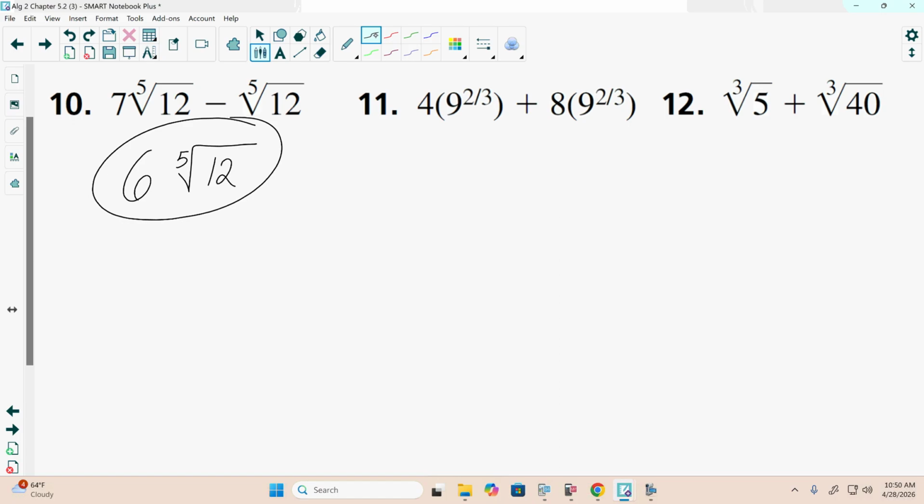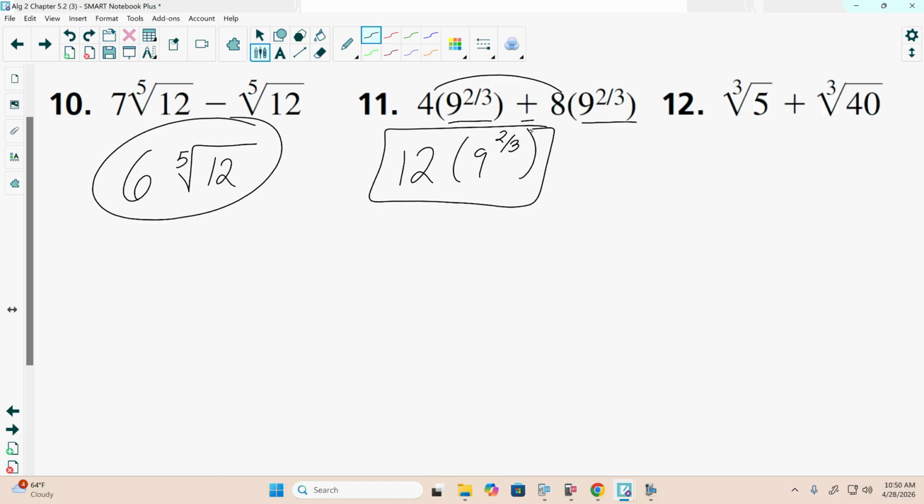If we look at number 11, I have 4 times 9 to the 2/3 plus 8 times 9 to the 2/3. These two are the same, yes? So that means they are like terms, so we just need to add 4 and 8, giving us 12 times 9 to the 2/3. Because those terms are the same, we can just add those numbers together.